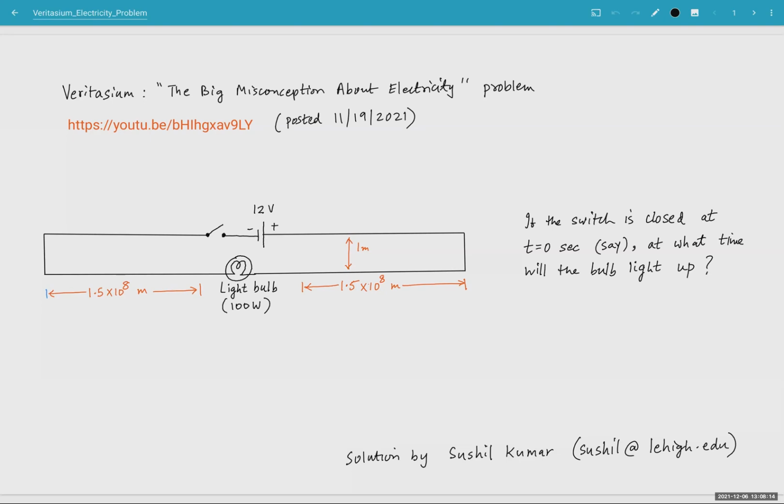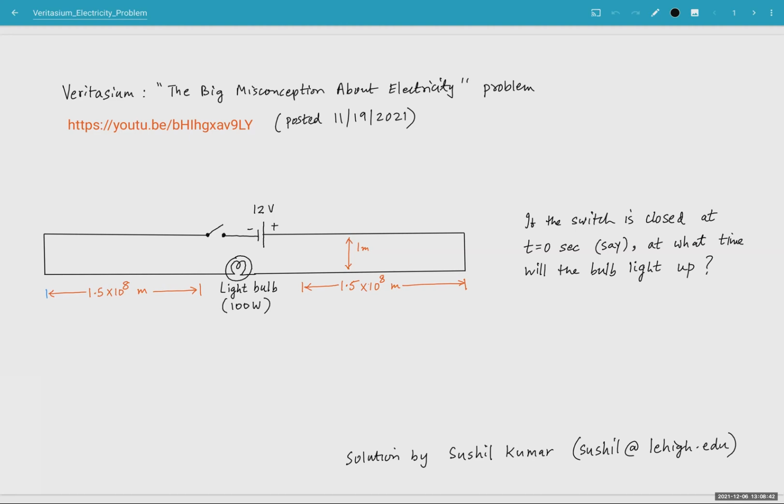Again, for this problem to work, we have to take these conductors as lossless, which means they don't have any resistance, and they don't have any shunt conductance between them. Only then can we go ahead and try to make sense out of this problem and take some examples of some different kinds of light bulbs, and see when they light up.